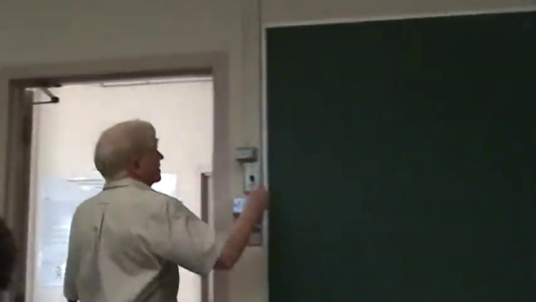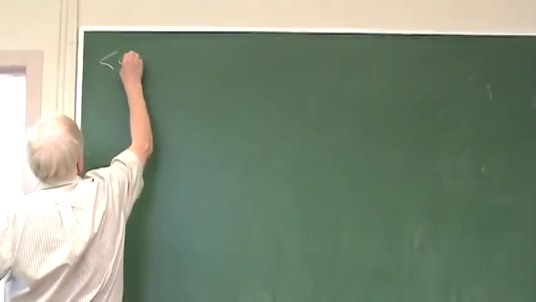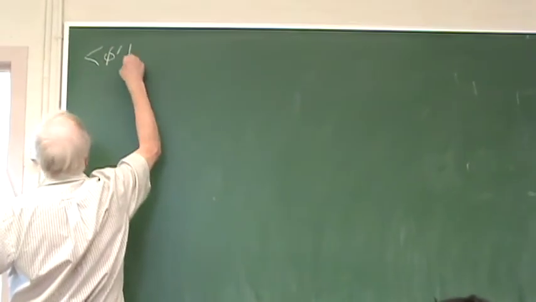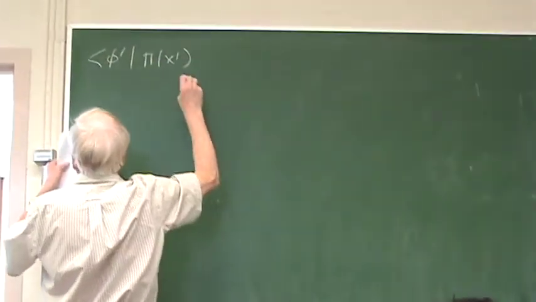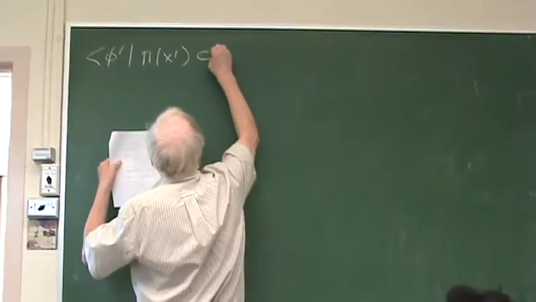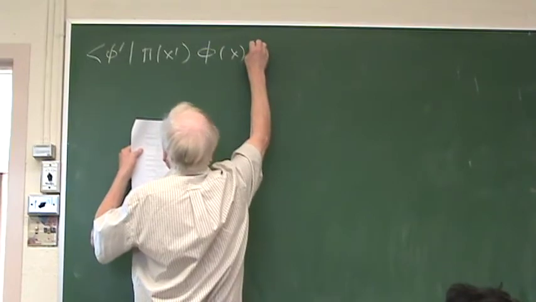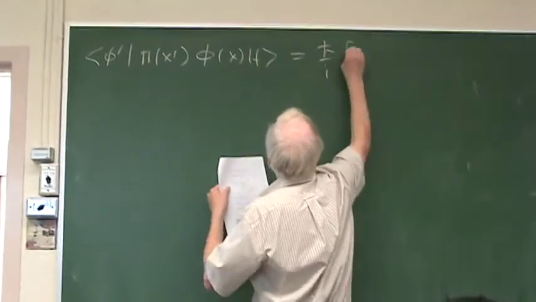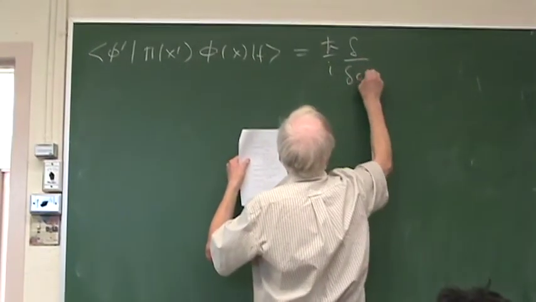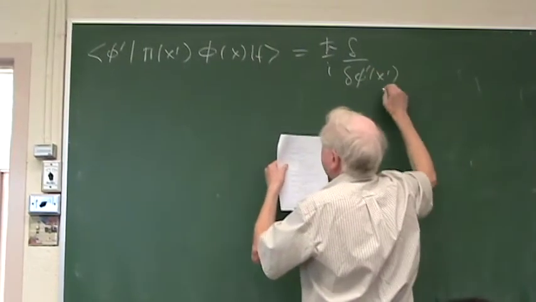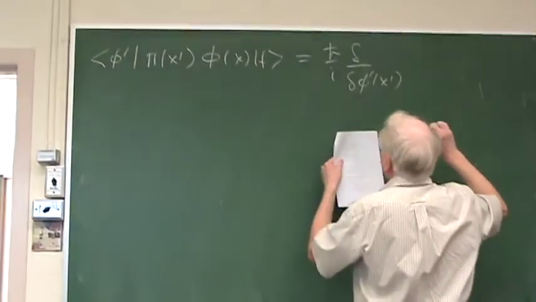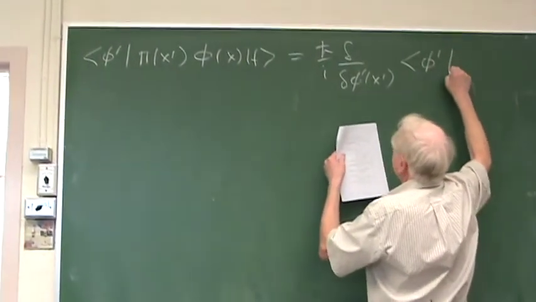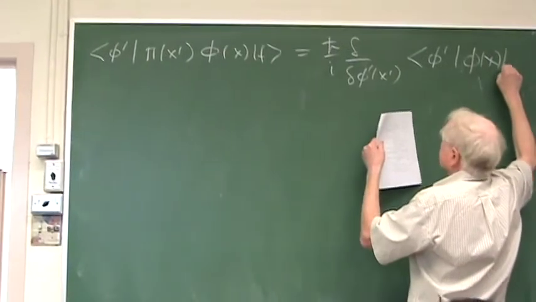So the reason why this works is the same as the reason why the analogous thing works in quantum mechanics. We take pi of x prime. So everything's a space variable. All the operators are at t equals 0. Pi of x prime, some state f. And so we're going to say this is h bar over I, the variational derivative with respect to phi prime of x prime, of phi prime, phi of x, f.